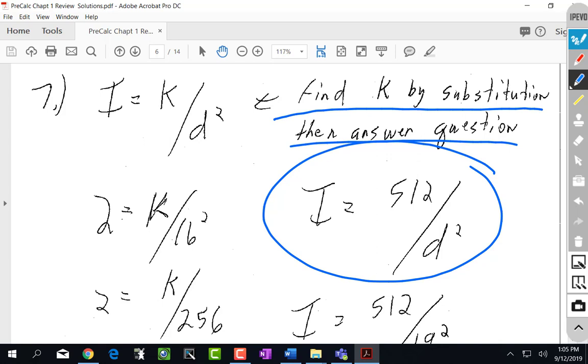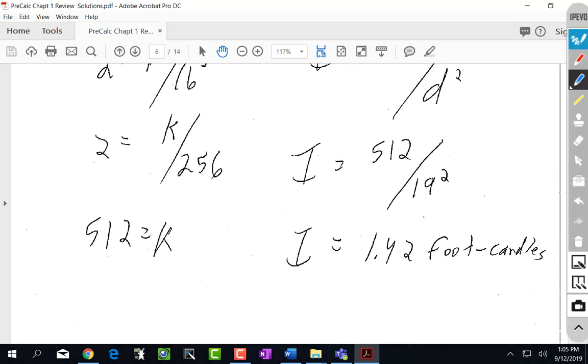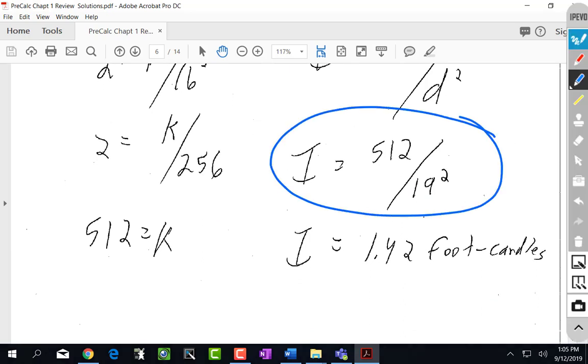The question asks me to find the light intensity at 19 feet. So 19 feet would be a distance. I'm going to take my 19 and substitute it in place of my d into my equation. When I substitute it in, I end up with 512 divided by 19 squared. Let me put that into my calculator and we'll see what that answer is.